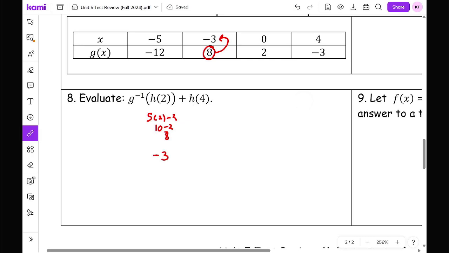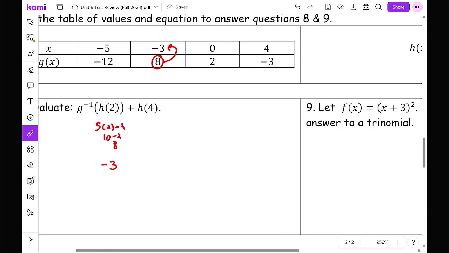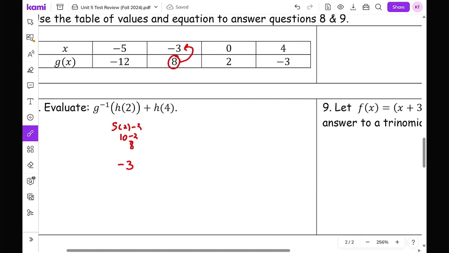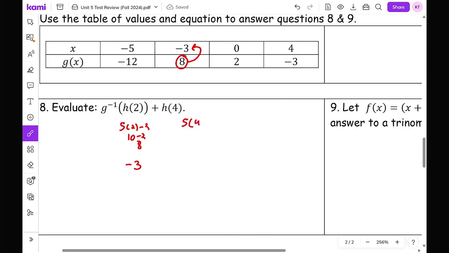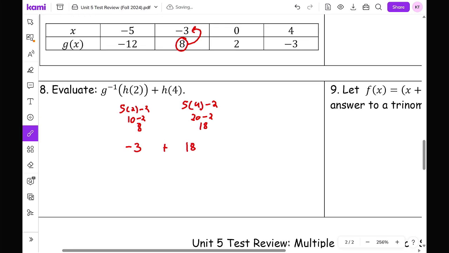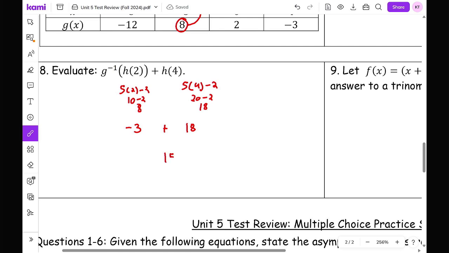And then next, I want to find h of 4. So I'll plug that in. That is going to be 5 times 4 minus 2, which is 20 minus 2, which is 18. So our second part's 18. And again, I'm adding these together. So negative 3 plus 18 will just give me 15. So that will be my answer.